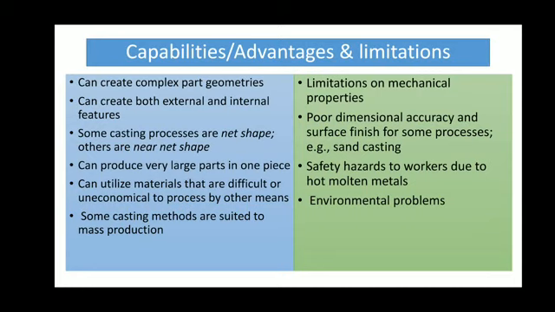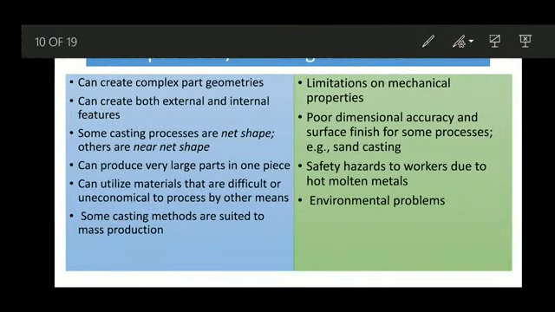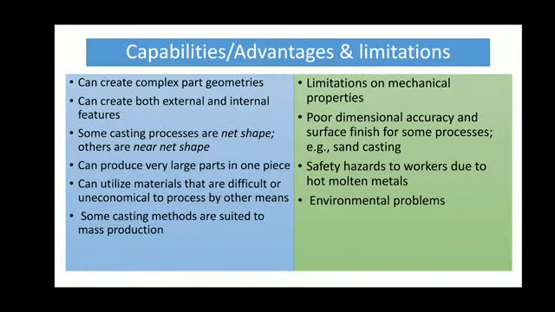That is one of the advantages. And we can utilize materials that are difficult or uneconomical to process by other means, because in this particular case we only need to be able to melt the metal, and whatever design of the mold we make, as per that we can get the final product. And some of the casting processes are suitable for mass production.